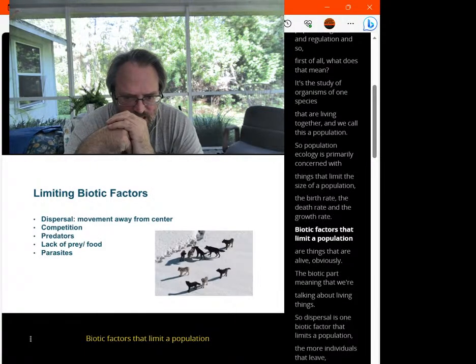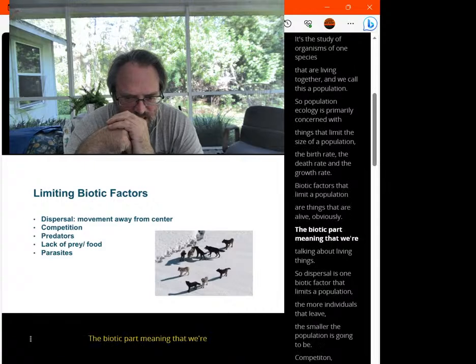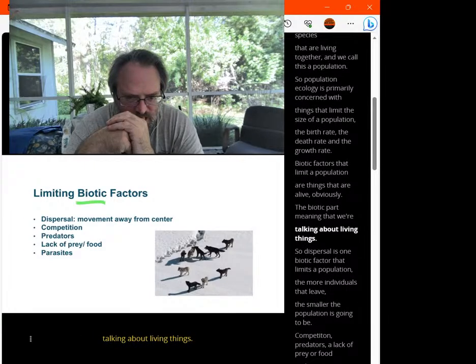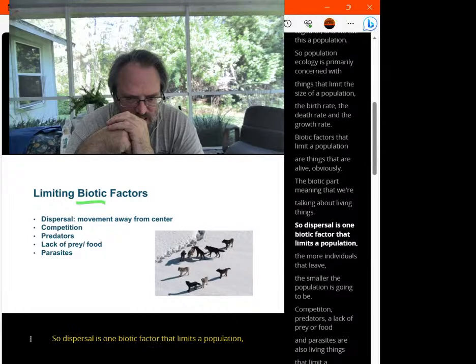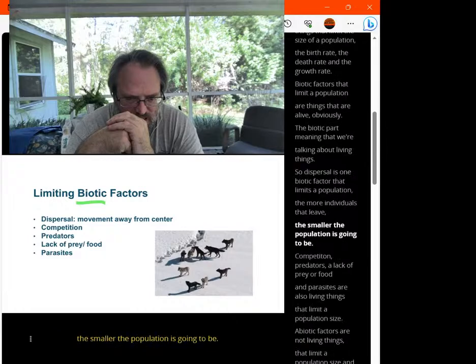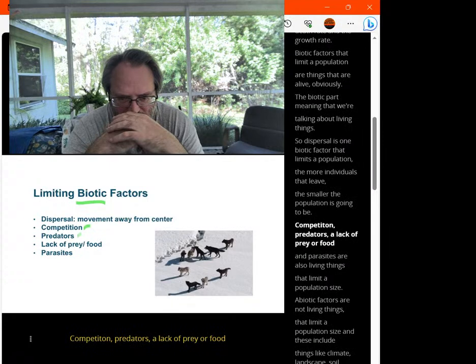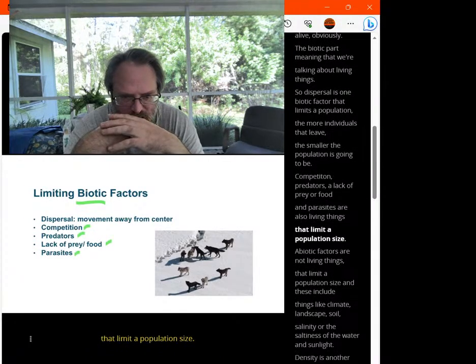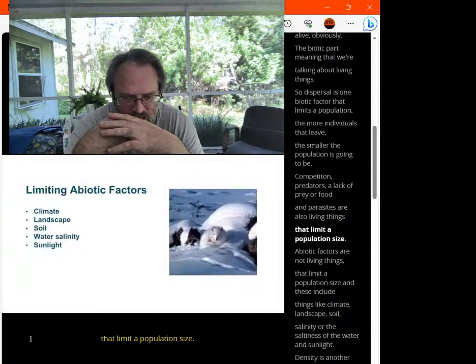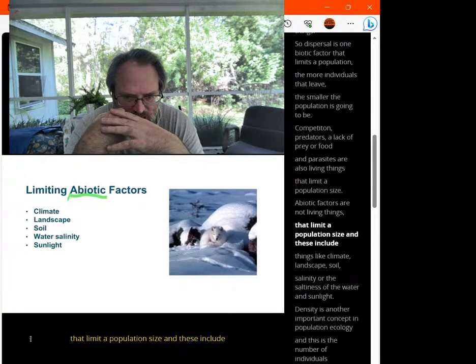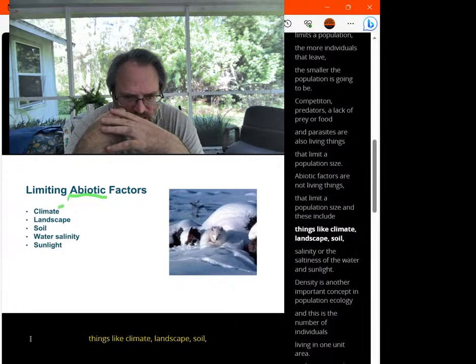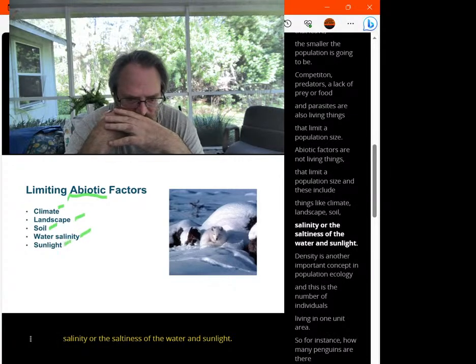Biotic factors that limit a population are things that are alive, obviously. The biotic part meaning that we're talking about living things. So dispersal is one biotic factor that limits a population. The more individuals that leave, the smaller the population is going to be. Competition, predators, a lack of prey or food, and parasites are also living things that limit a population size. Abiotic factors are not living things that limit a population size, and these include things like climate, landscape, soil, the salinity or the saltiness of the water, and sunlight.